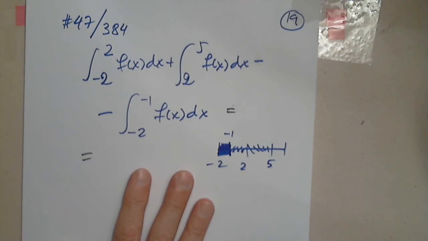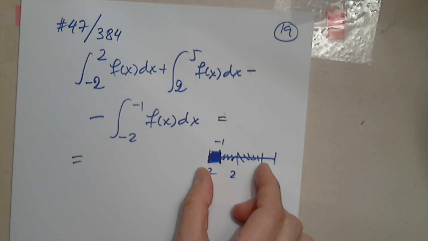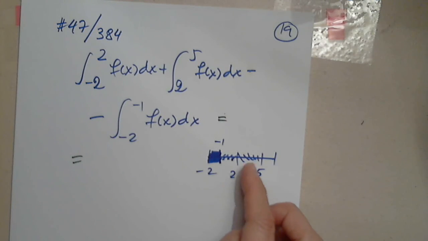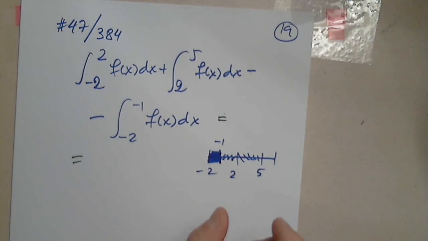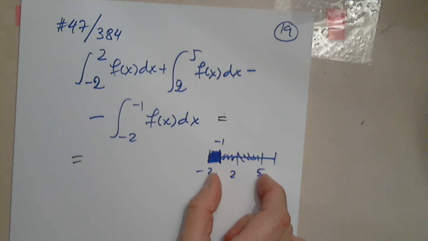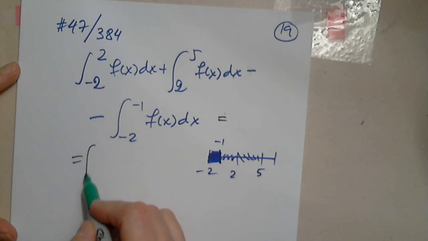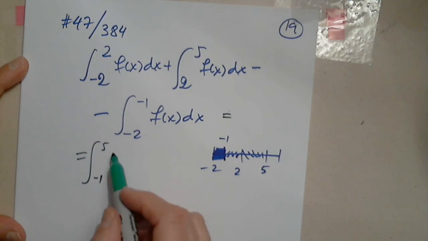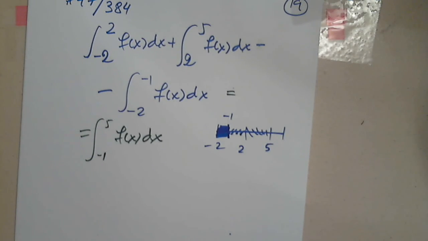My apologies. So these two integrals are basically this, from -2 to 2 plus 2 to 5. But then they want us to remove the integral from -2 to -1. So this is what we are left with, between -1 and 5. So this is the integral from -1 to 5 of f of x dx. Does it make sense? Is this okay? Okay, that's one property.